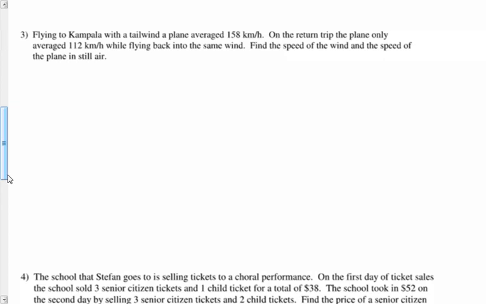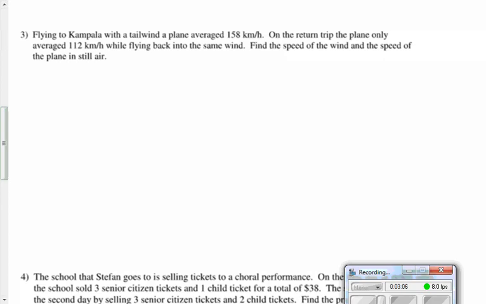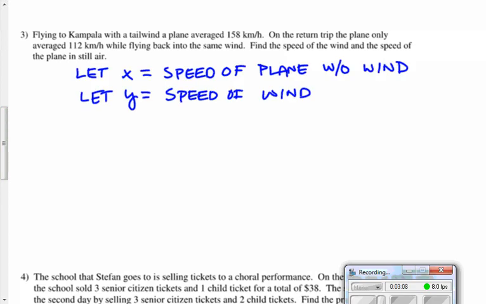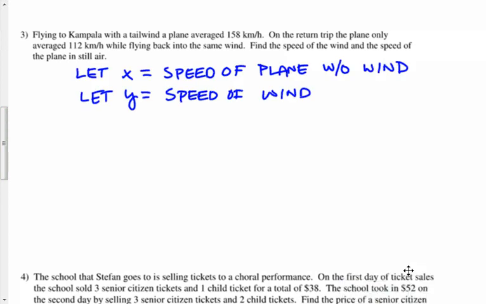So let's let x equal the speed of the plane without the wind, and let y equal the speed of the wind. I'm just going to write those down. Okay, so we've defined our variables.